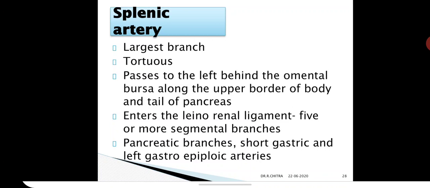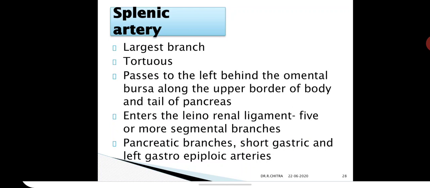Splenic artery is the largest branch of the celiac trunk, tortuous, and it passes to the left behind the omental bursa. It's the artery which runs along the upper border of body and tail of pancreas. In the relation of the body of pancreas, the artery which runs along the upper border is this splenic artery. Then it enters the lienorenal ligament, gives rise to five or more segmental branches to the spleen. Before that, it also gives pancreatic branches to the body of the pancreas, short gastric arteries to the stomach, and left gastroepiploic arteries.